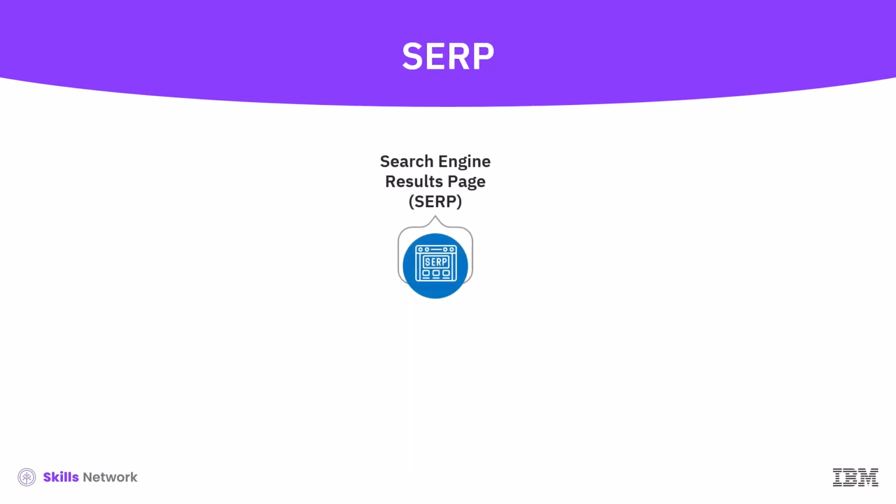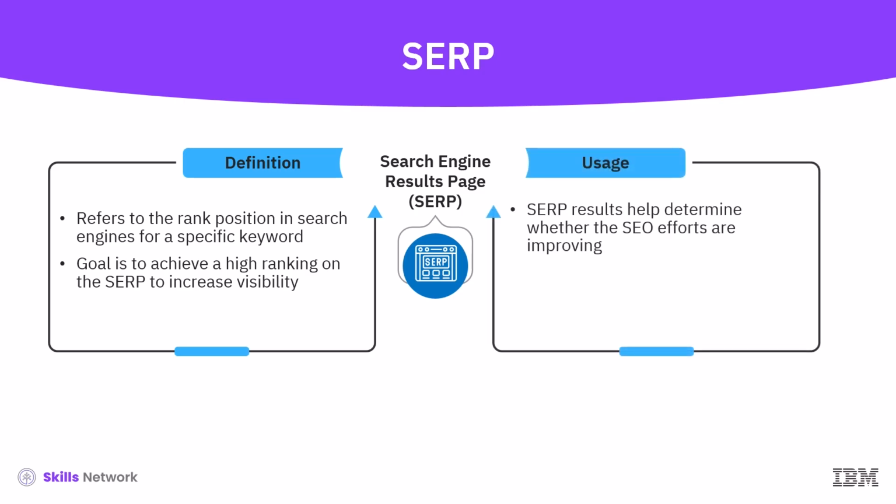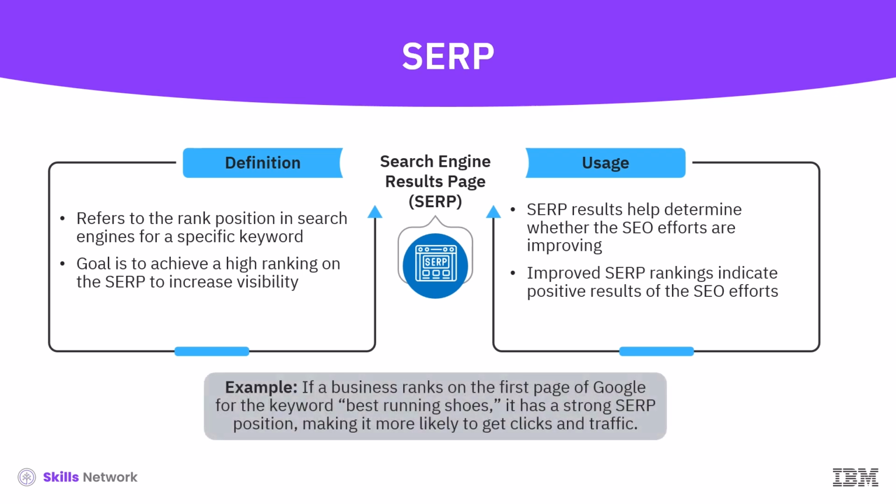Let's look at another metric named SERP. It refers to the rank position in search engines for a specific keyword. The primary goal of SEO is to achieve a high ranking on the SERP to increase visibility. It is an important metric in SEO, as monitoring the SERP results over time helps determine whether SEO efforts are improving. An improvement in SERP rankings indicates that SEO efforts and strategies are yielding positive results. For example, if a business ranks on the first page of Google for the keyword best running shoes, it demonstrates a strong SERP position, which increases the likelihood of attracting clicks and traffic.